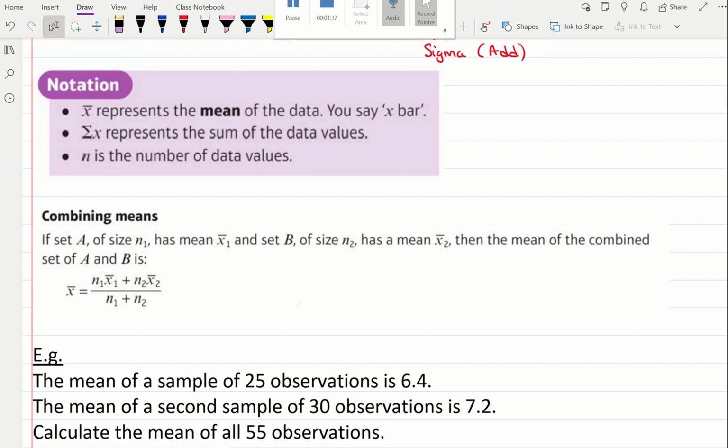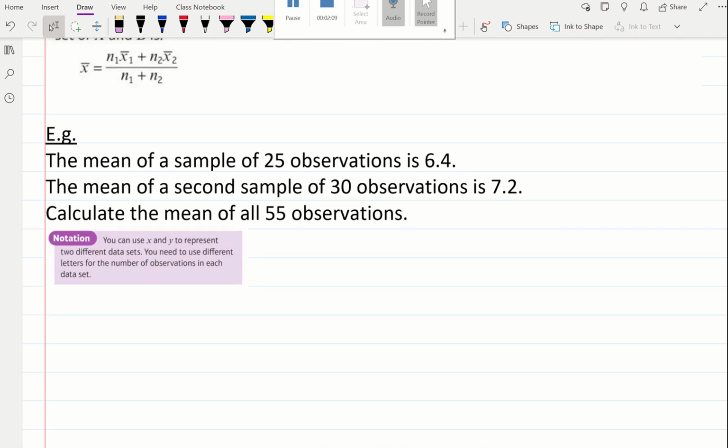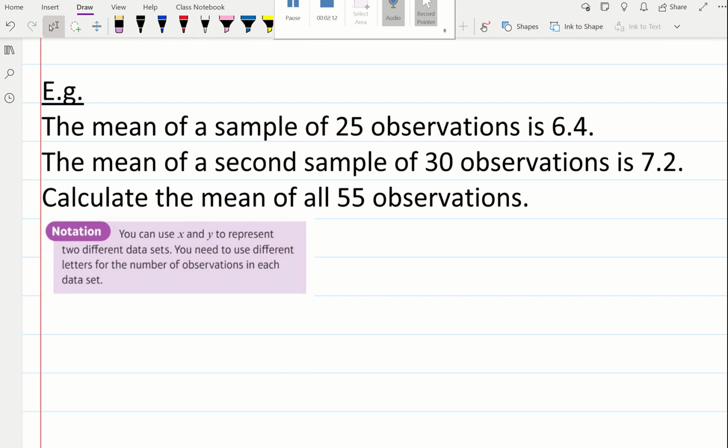The book also has something about combining means. This just means that I'm going to multiply the number of values in the first data set by its mean, then multiply the number of values in the second data set by its mean, add them, and divide by n1 plus n2 to get the combined mean. Now, this is much simpler when you just have a look at an example. This is still very much GCSE.